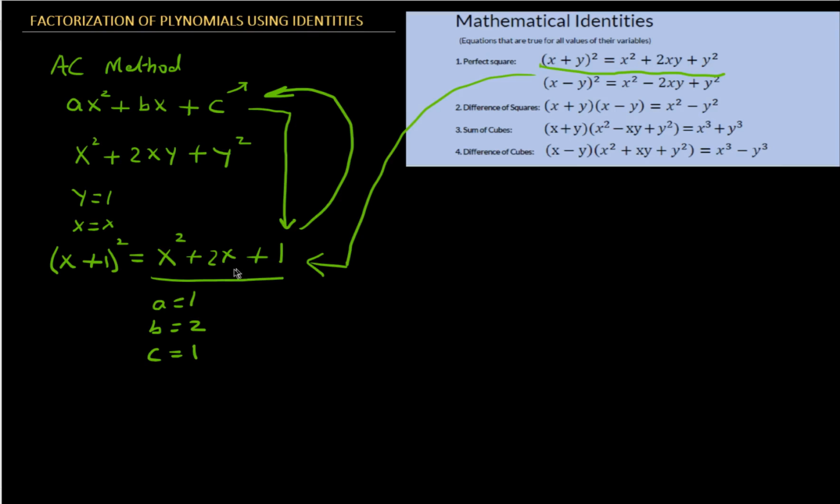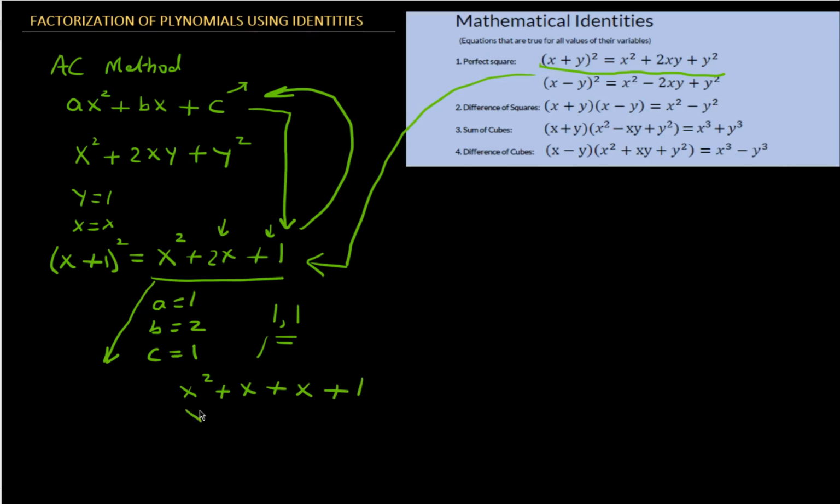So in this case, we want the two numbers that when added give us 2 and when multiplied give us 1. What are those numbers? 1 and 1. Because if we add 1 and 1, we get 2, and if we multiply 1 by 1, we get 1. So it means we can also solve this equation using the AC method. We can split this into x square plus x, plus x, plus 1.